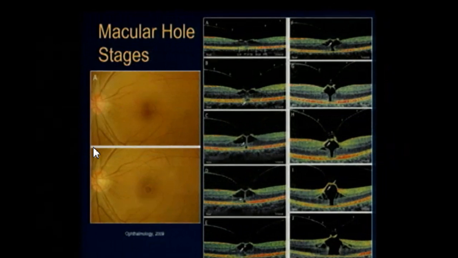Let's go from here to here. You can see the vitreous adherent. Here it is adherent, and it's pulling. The retina is starting to rip. There's so much pulling that even the cone photoreceptors are getting off the RPE here.